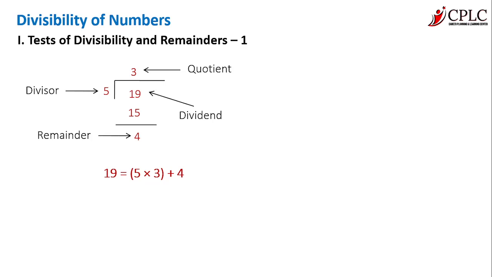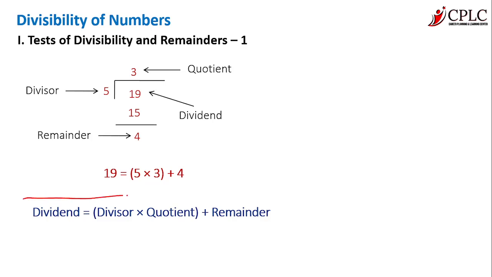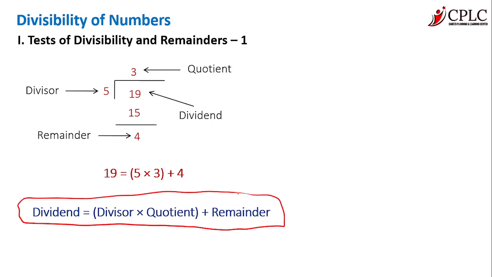And if we simply substitute the terms in place of the numbers, we get a simple relation: dividend is equal to divisor into quotient plus remainder. That's the relationship that we need to remember. Again, as I said, you would probably know this from school days, but it is just a quick recap. So those are the terms, and that's the initial introduction to the idea.